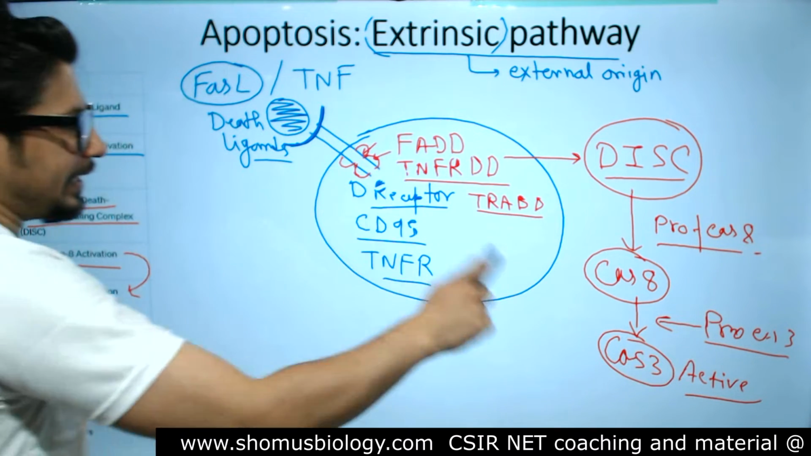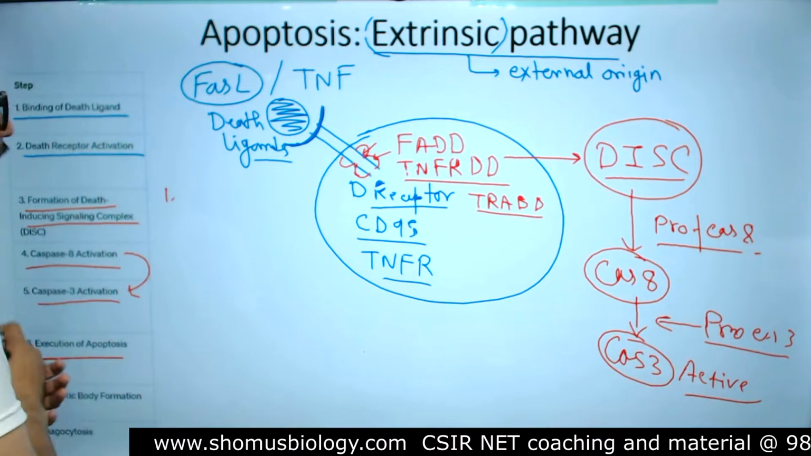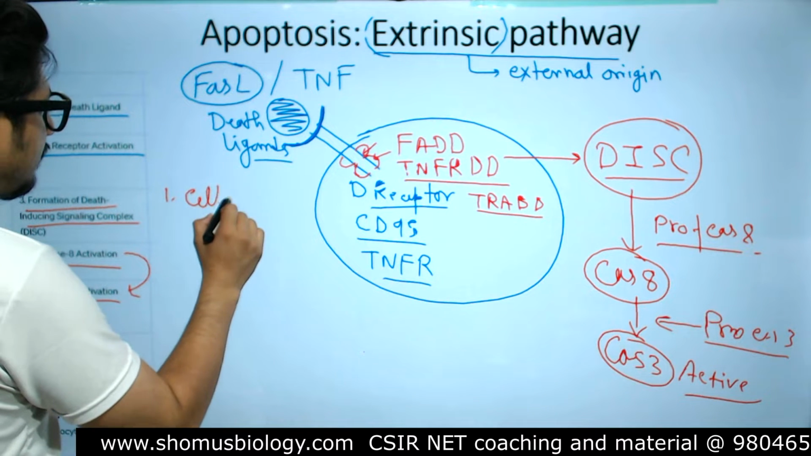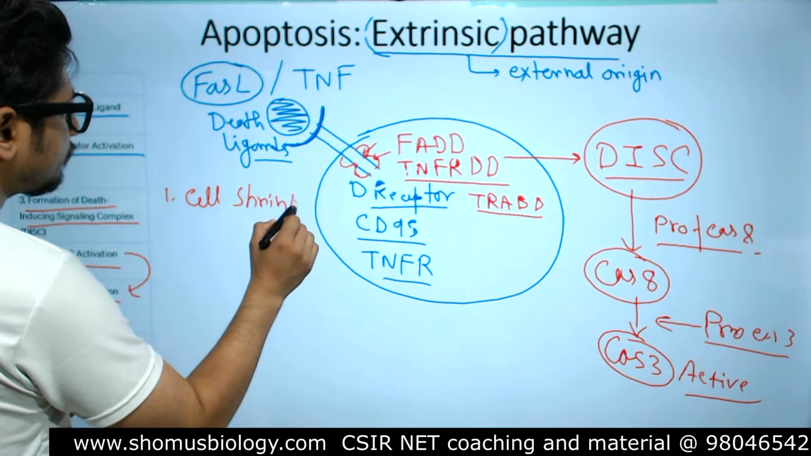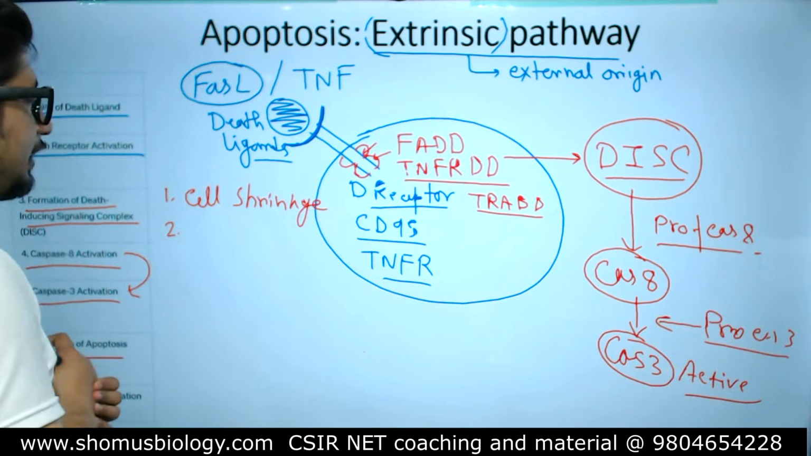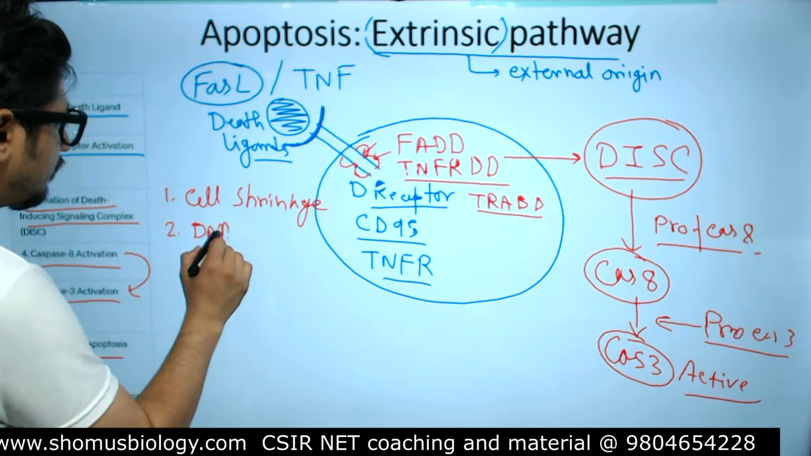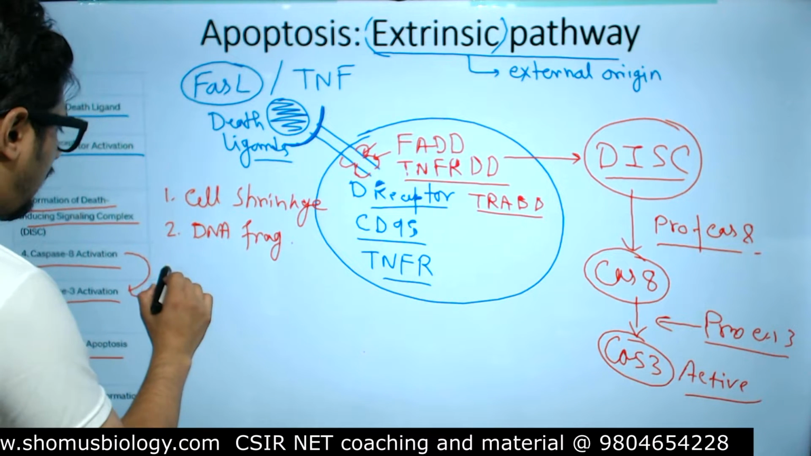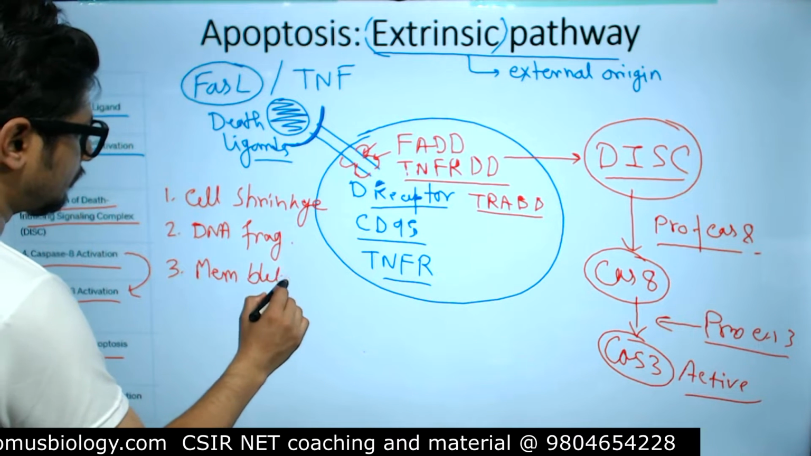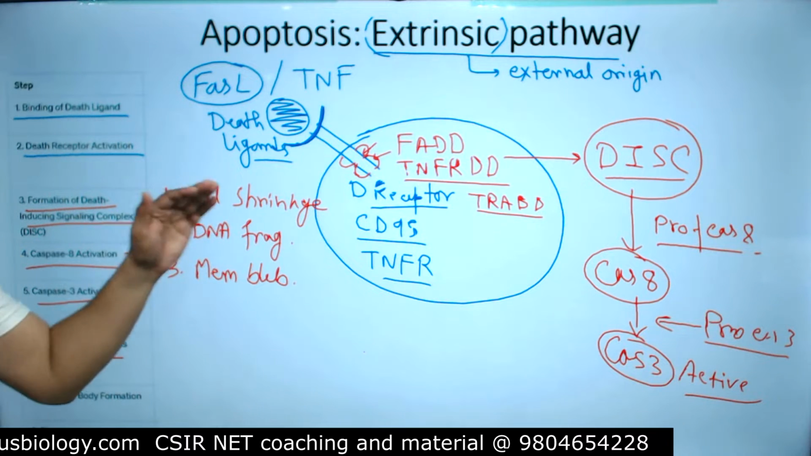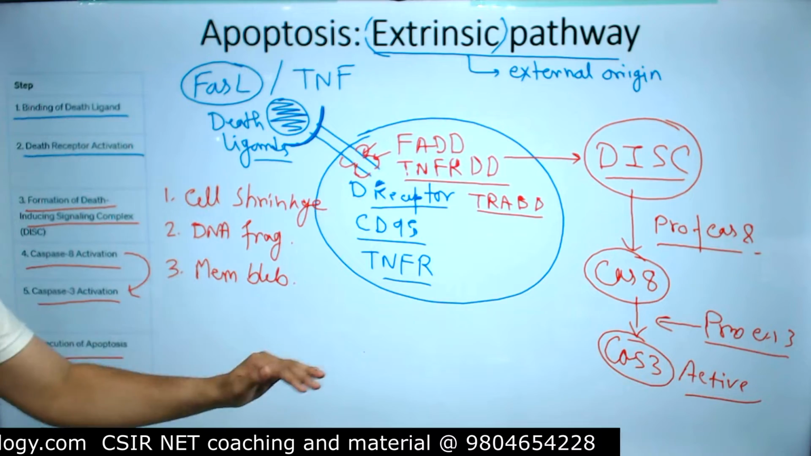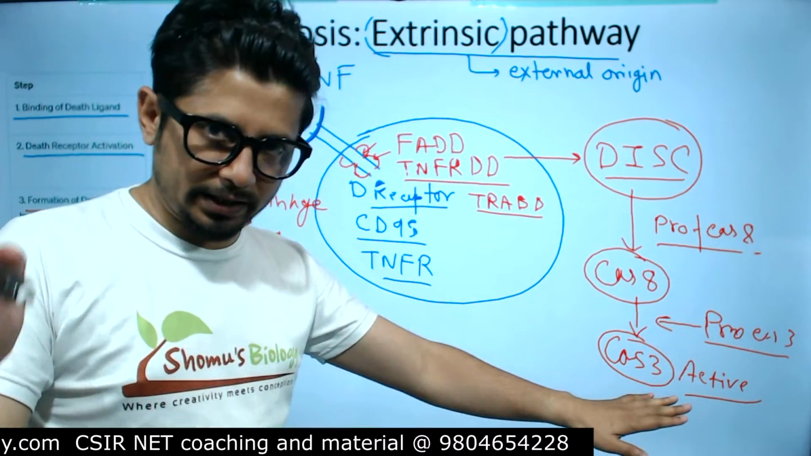Now once caspase 3 is there, it will trigger three important steps, three important properties of apoptosis: cellular shrinkage, the second important step, DNA fragmentation, and another, membrane blebbing, the formation of membrane blebs. Three important steps: cell shrinkage, DNA fragmentation, membrane blebbing. All of them are done by caspase 3, which is involved in this process.